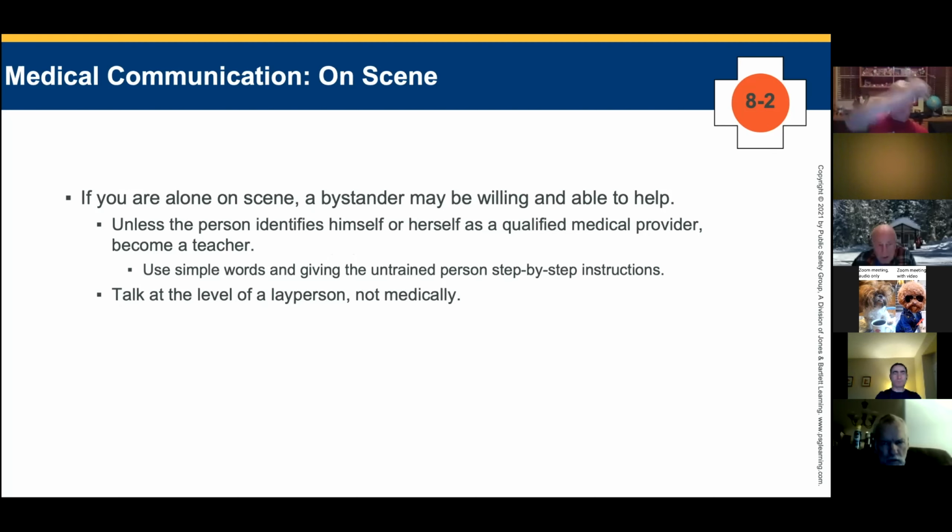I think we already mentioned that if you're alone on the scene, a bystander may be willing and able to help you. You've got to talk in a language they understand. Very simple, makes sense.